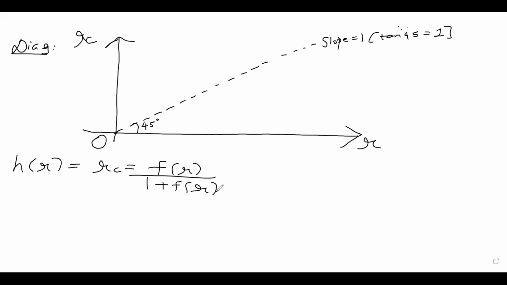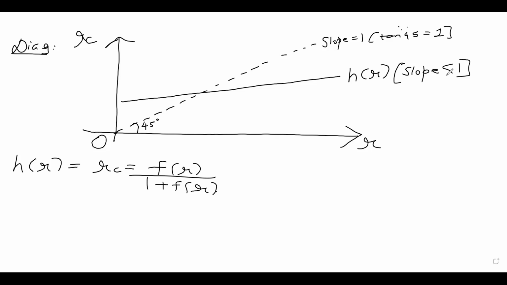Now, before calculating the slope, suppose we assume that H of R slope is less than 1. I am not calculating the slope. I will be calculating it in a few minutes. Suppose I assume that H of R line is flatter. This is my H of R line. You can clearly see that the slope of this line is less than 1. Why? Because it's flatter than the 45-degree line. So slope is less than 1.